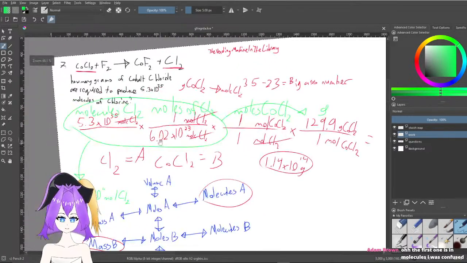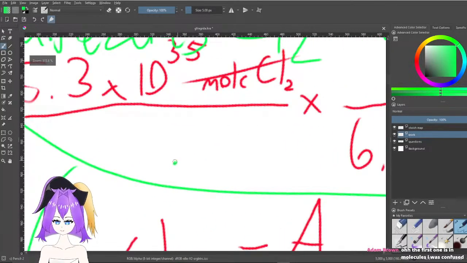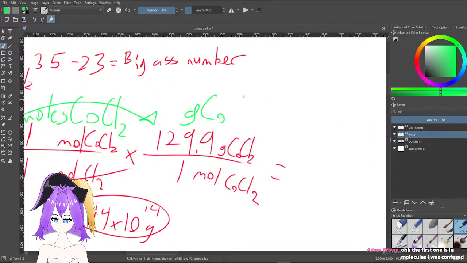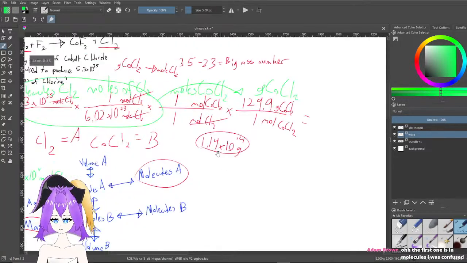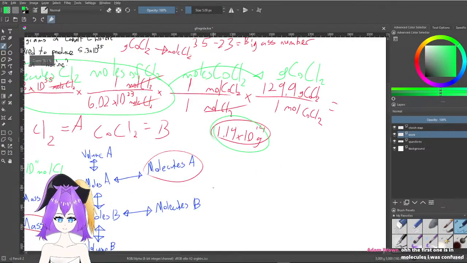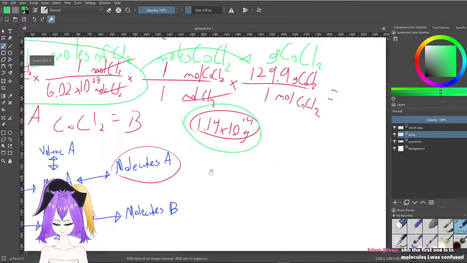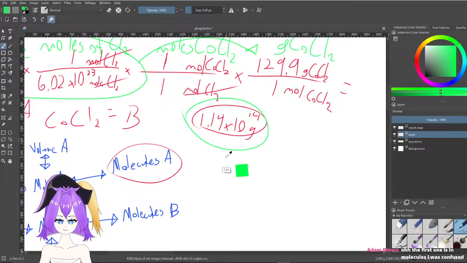Oh, the first one is molecules? I was confused. I really don't know what to do for molecules. I just put mol. Yeah, so I set it up all properly. It's just that I end up with this insane number. Can you even imagine what 1.14 times 10 to the 14th grams would be like?